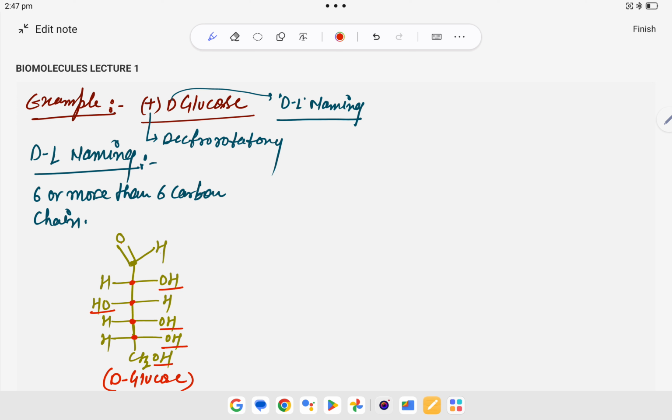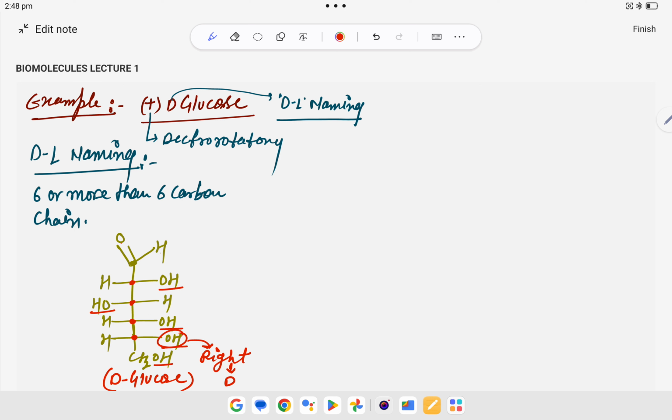Okay. How to know which one is D, which one is L? So this is the last carbon and this is the second last carbon. Check the position of OH. If OH is on the right position, then you have to use D.